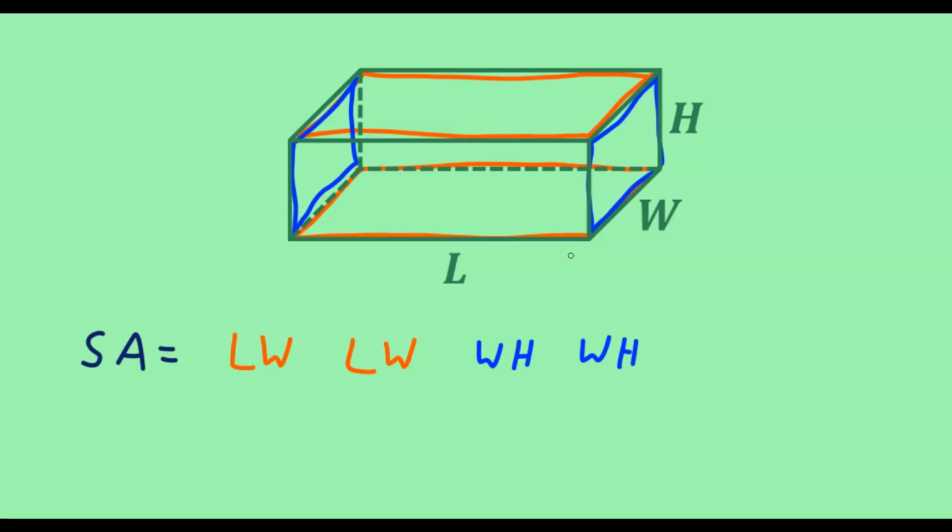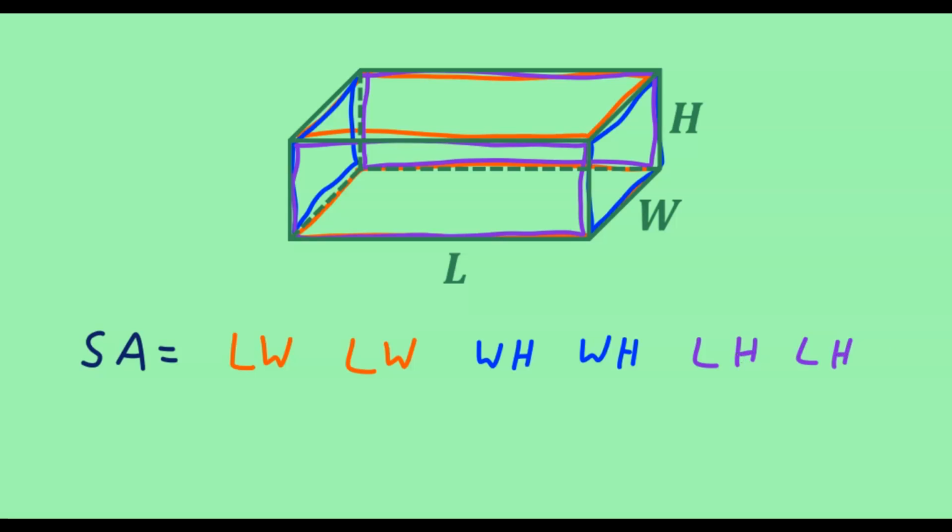Then consider the next two faces. We are going to consider this face over here, this front face, and this face over here, that is the face at the back of the rectangular prism. For both of these rectangles, the length will be L and the width will be H. Because of that, the area of these two faces will simply be L times H.